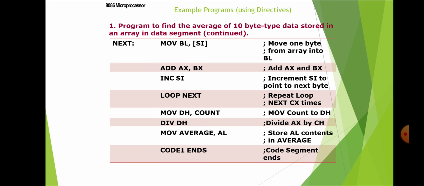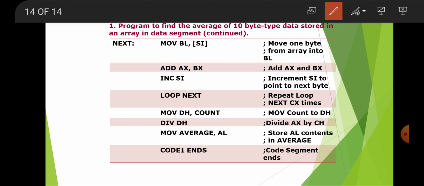Then in the next step, move si to bl, so move 1 byte from the array into bl. Whatever the byte is, we move this byte into bl. Now add ax and bx, so whatever is in ax and bx we will add. Increment si to point to the next byte. Suppose si is 0. Now we have added bx into ax, so the result is stored in ax.